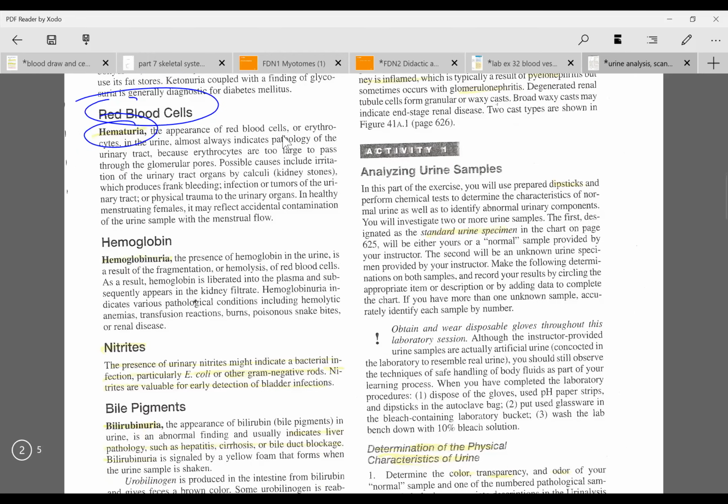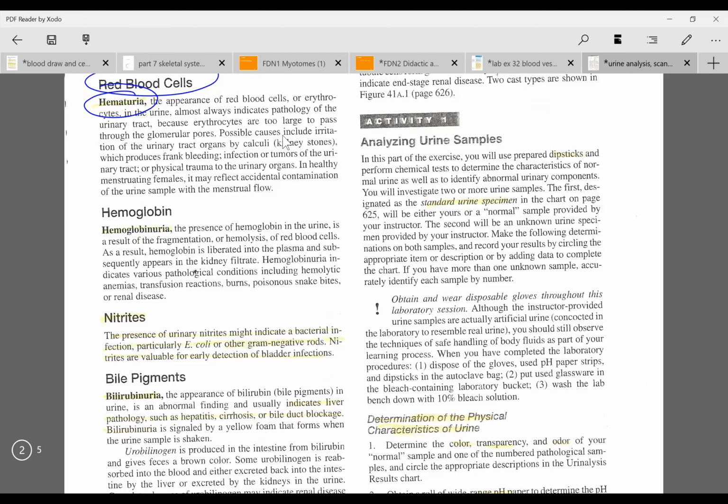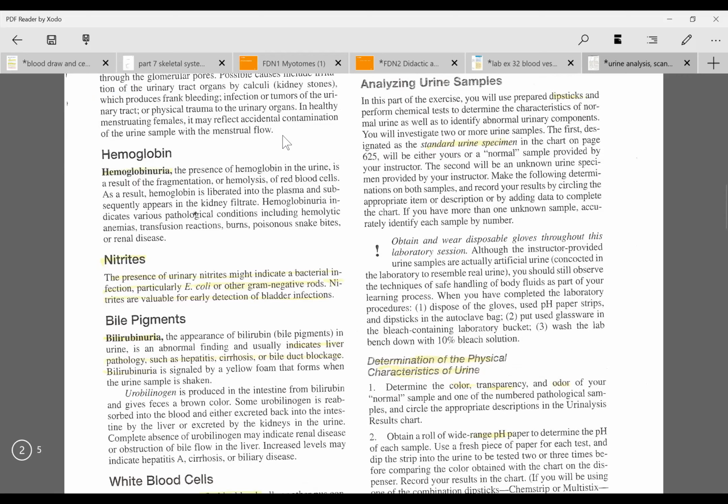If you do find red blood cells present, it could be because of a urinary tract infection, kidney stones, or tumors, or some other issue. Now, with menstrual cycles, you might find some trace amounts of blood in the urine as well.